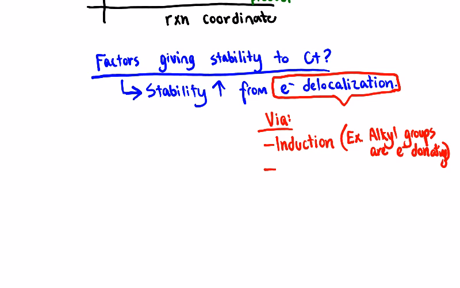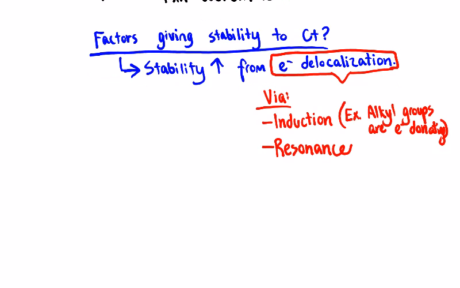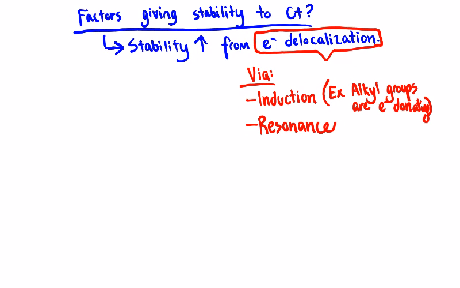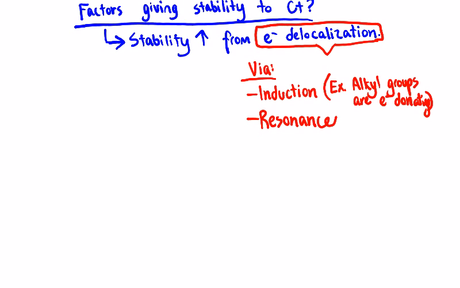The second route, and the stronger factor generally, if possible, is going to be resonance. Resonance, remember, is where we can actually draw multiple valid Lewis structures by pushing electrons around within the molecule. So when we're thinking about what's going to give stability to a carbocation, these are the two things that we need to keep in mind: that we want to delocalize electrons by induction and/or by resonance, where resonance is going to be a stronger force in determining the stability of that carbocation. A more stable carbocation is going to be able to form faster and thereby lead to a faster overall reaction.